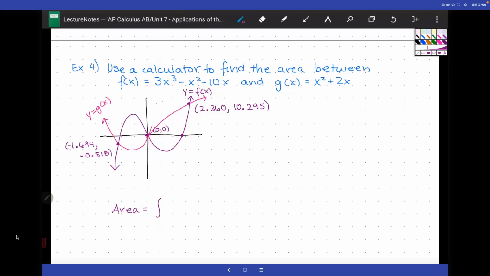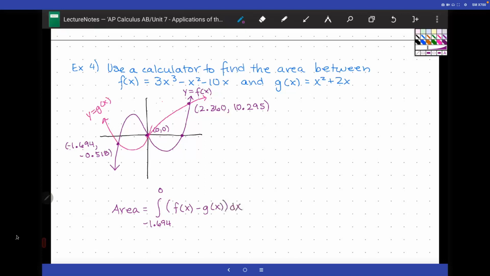look at the x coordinates. Negative 1.694 to 0. And I'm going to make it easy. The top curve is purple, which is f of x. The bottom curve is pink, which is g of x. We've already defined in the problem what f and g are, so I am just going to write f of x minus g of x.